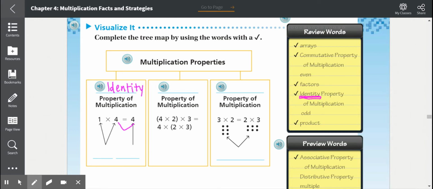Okay. Now, let's look here. They're pointing to the 1 and the 4 and then the 4. What do we call these numbers 1 and 4? These are the factors. The numbers that you multiply together are called the factors. And then the answer is called the product.